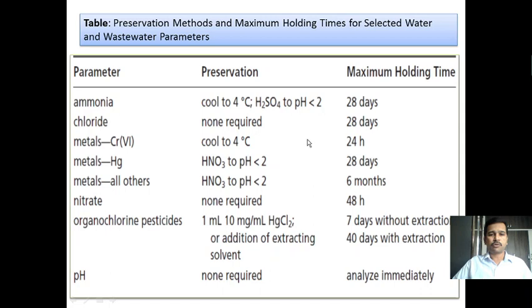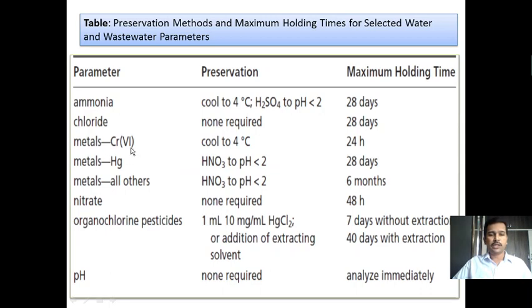If the aim is to analyze chloride, no preservation is required because chloride will be present as long as the sample is kept in the laboratory. But you have to complete the analysis within 28 days, because chloride is in the reduced state. If the water sample is exposed to atmospheric oxygen, that is sufficient to oxidize this chloride to chlorine. Therefore, within 28 days, you have to complete the analysis.